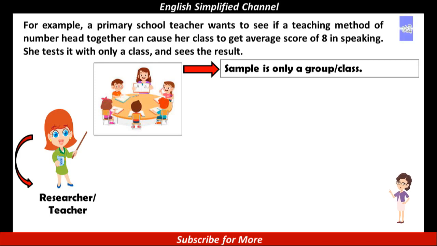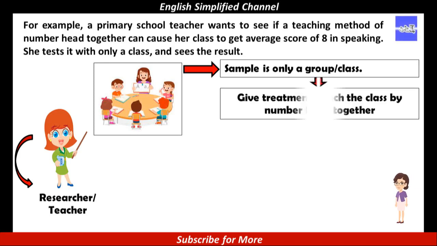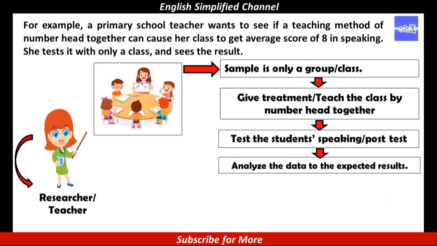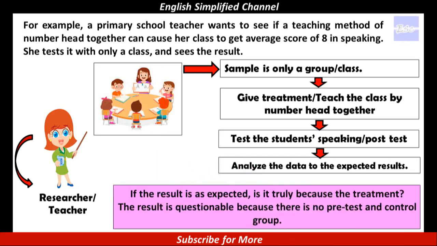One-shot case study design has only one group of sample, then the teacher/researcher gives treatment or teaches the class with number head together. After that, the researcher tests the students' speaking. Having tested the students' speaking, the researcher analyzes the data to find out whether the result is as expected or not. But what if the result is as expected? Is it truly because of the treatment? Let's say the average score of the students is 8. This result is questionable because there is no pre-test and control group.